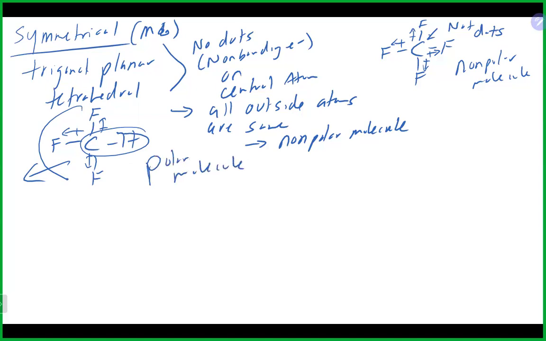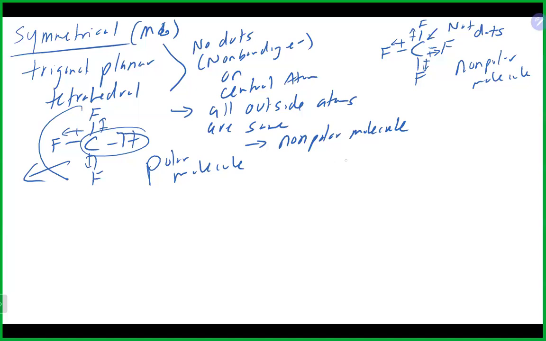So if you have a geometry where you draw a Lewis structure and you look at the central atom, there's no dots, and everybody on the outside is the same element, pretty safe bet to say nonpolar molecule. If you draw a Lewis structure, no dots on the central atom, and everybody on the outside is not the same element, pretty safe bet to say polar molecule.